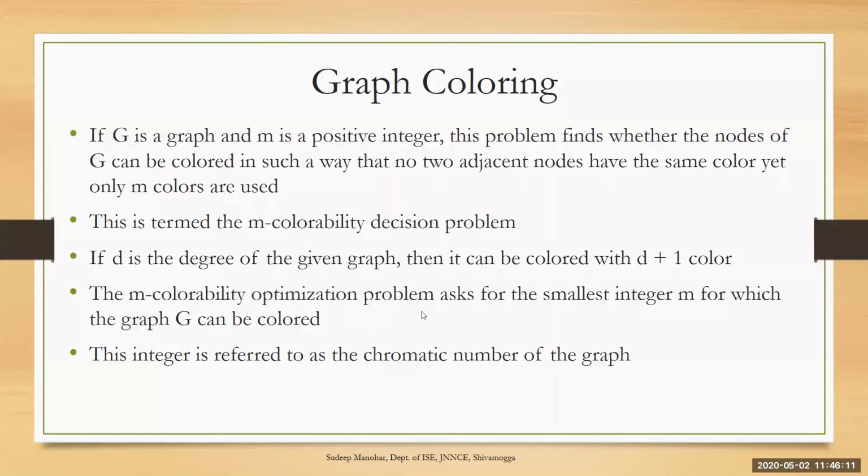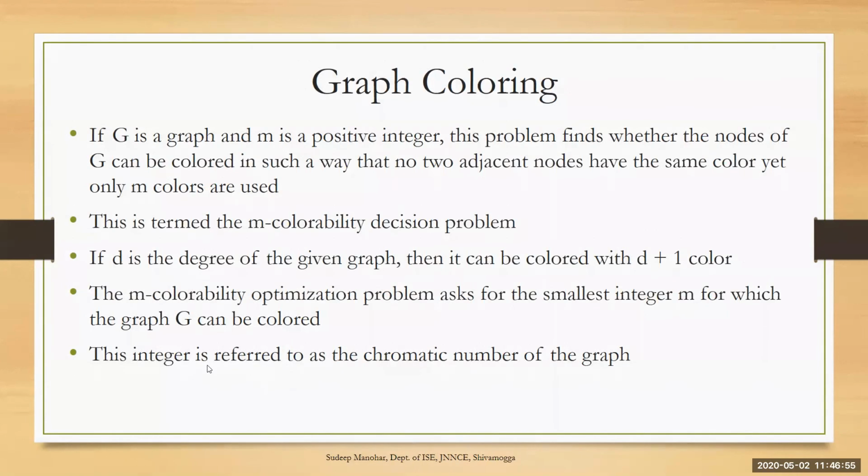The M colorability optimization problem is one more variant of the problem. So previously we saw decision. Optimization asks for the smallest integer M for which the graph can be colored. In this problem, M is not given. In the decision problem, M will be given, the number of colors will be given, and you have to tell whether it is possible to color that graph or not. In the optimization problem, the value of M is not given, that is, the number of colors is not given. You have to find the minimum number of colors needed to color the graph. This is called the M colorability optimization problem.